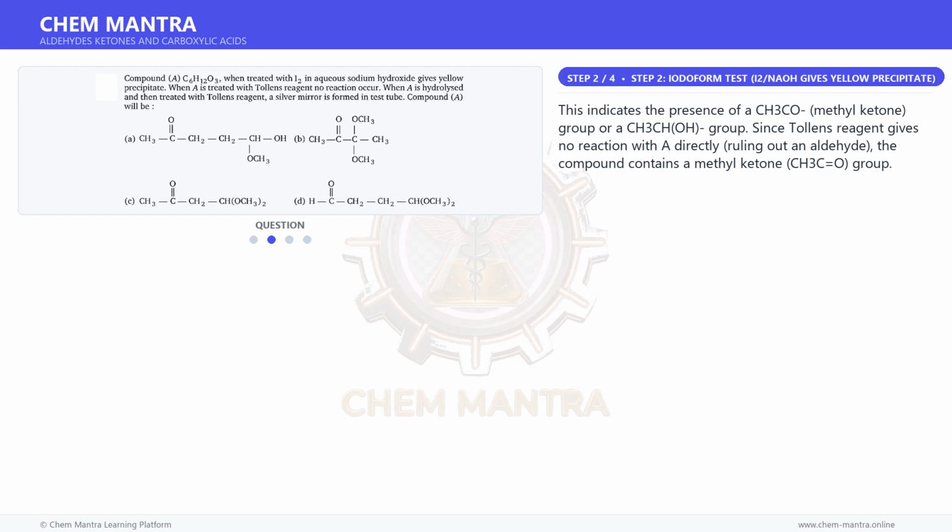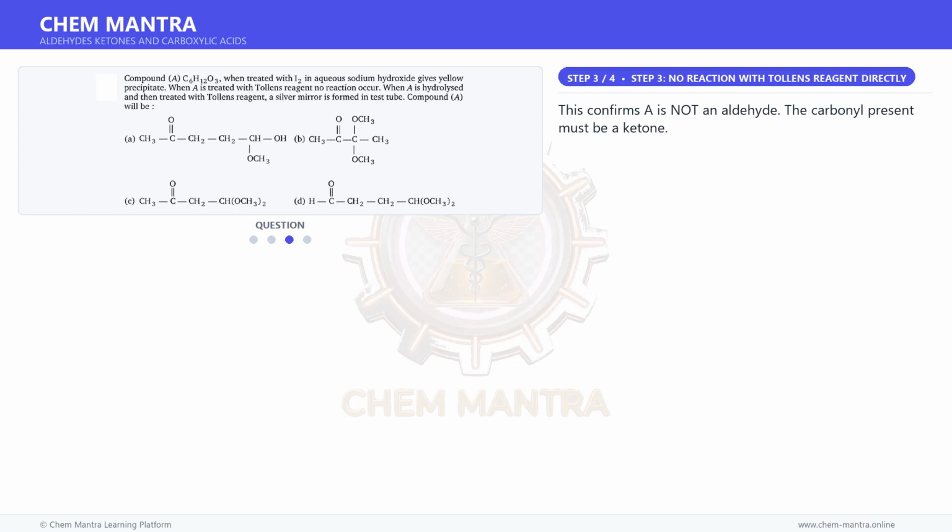Since Tollens reagent gives no reaction with A directly, ruling out an aldehyde, the compound contains a methyl ketone, CH3C=O group. Moving on to the next step. This confirms A is not an aldehyde. The carbonyl present must be a ketone.